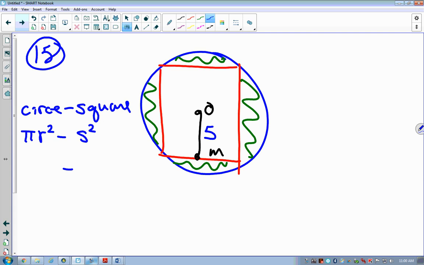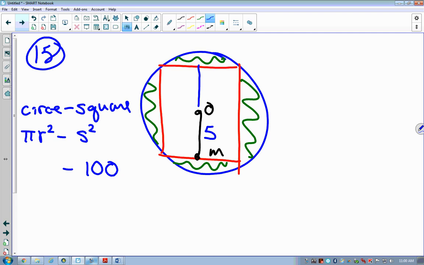25? No. 100. Because I got to keep going with that line, right? So OM is getting me halfway, right? So if half of it is 5, the whole distance is 10, and 10 times 10 is 100, right? So we know our square is 100. Now I have to find the radius of my circle.